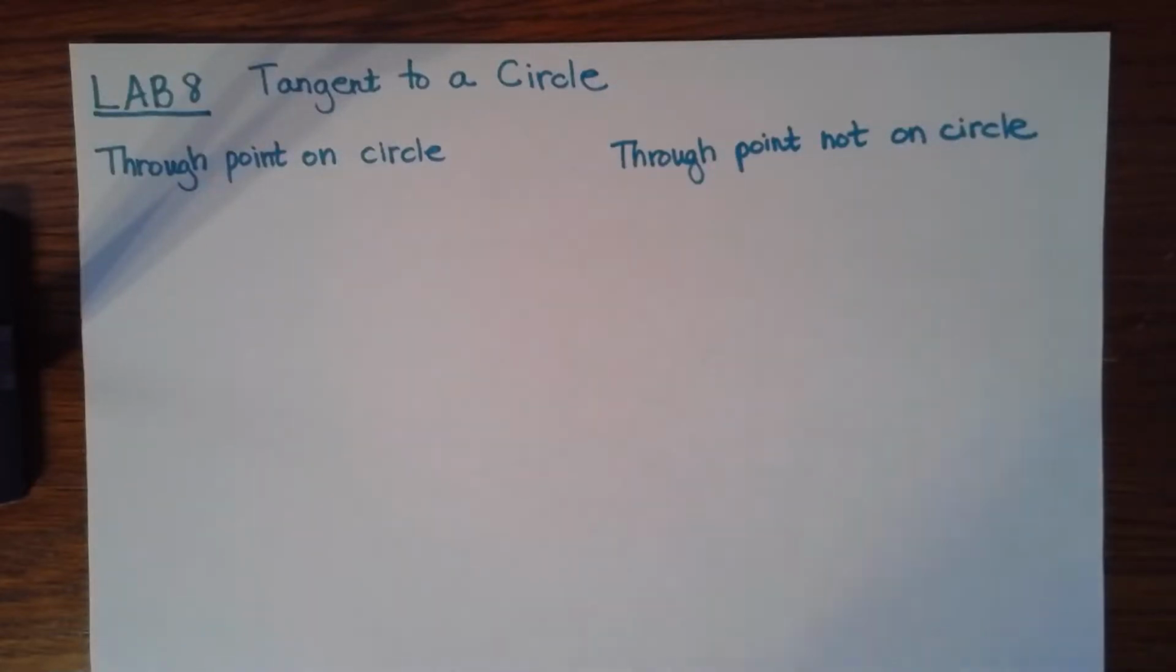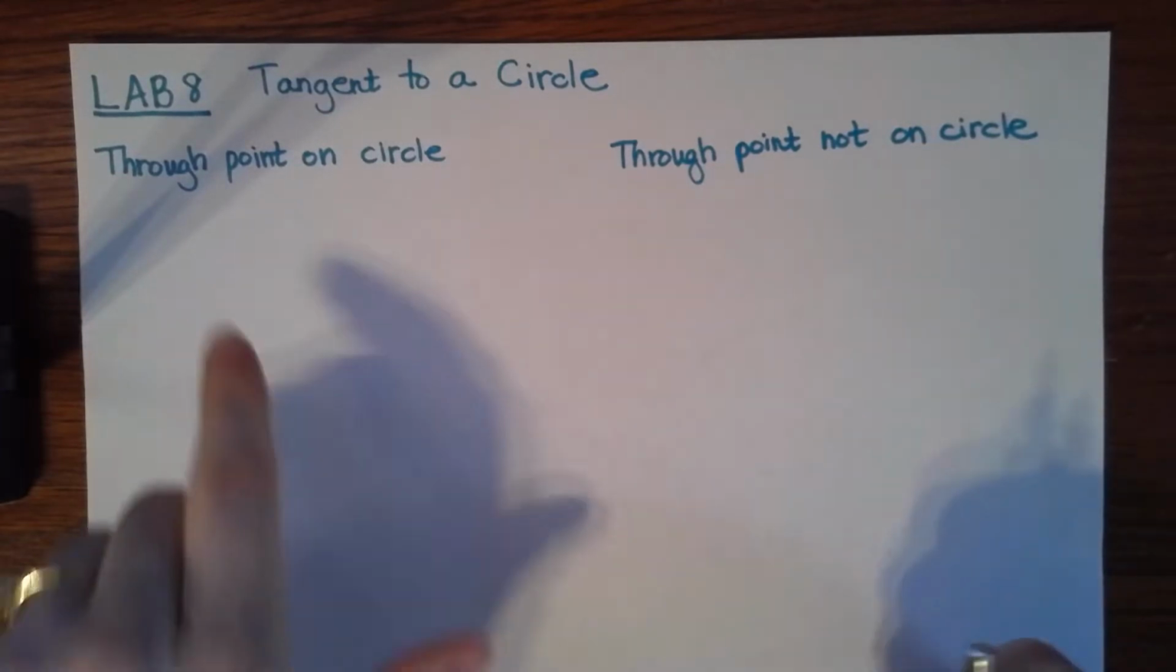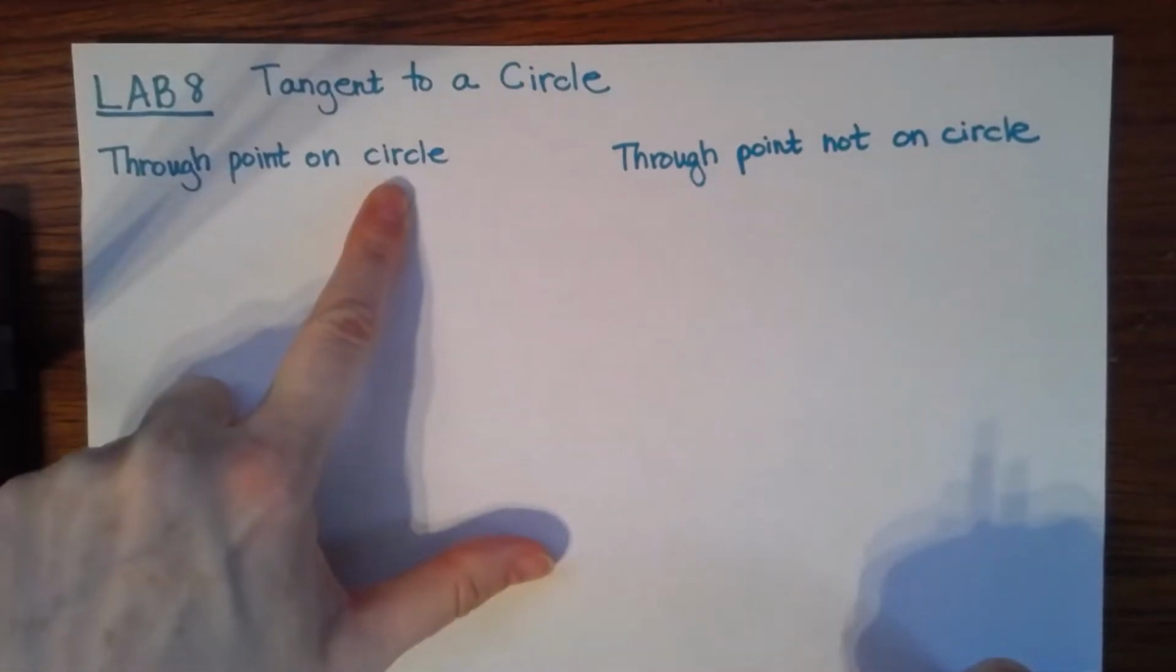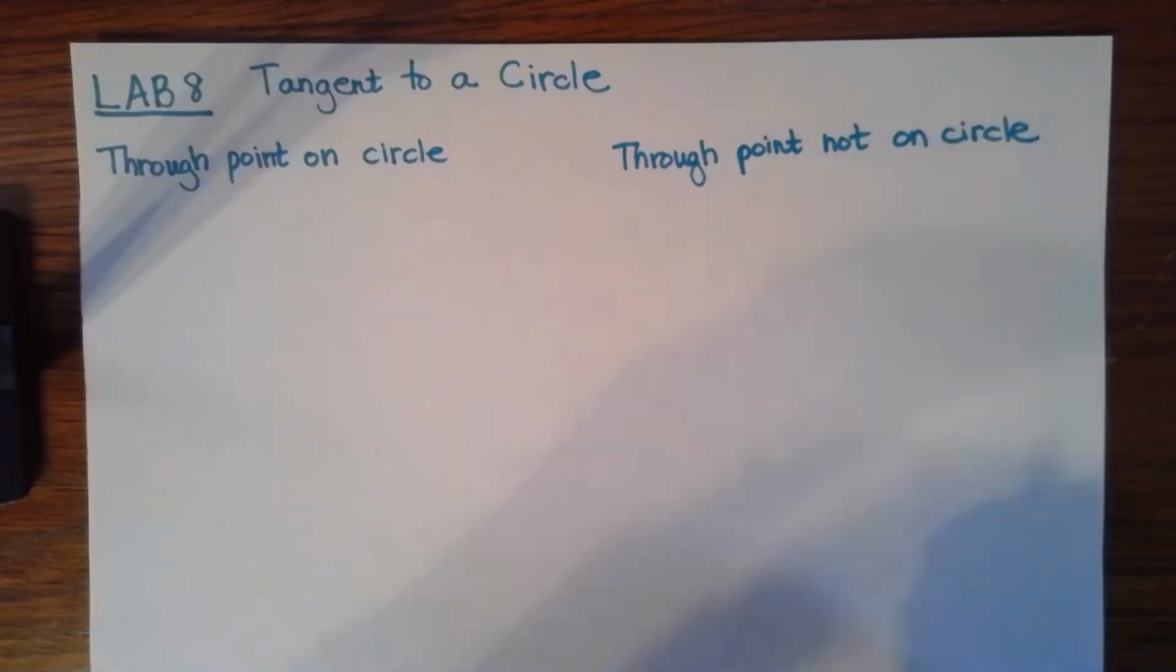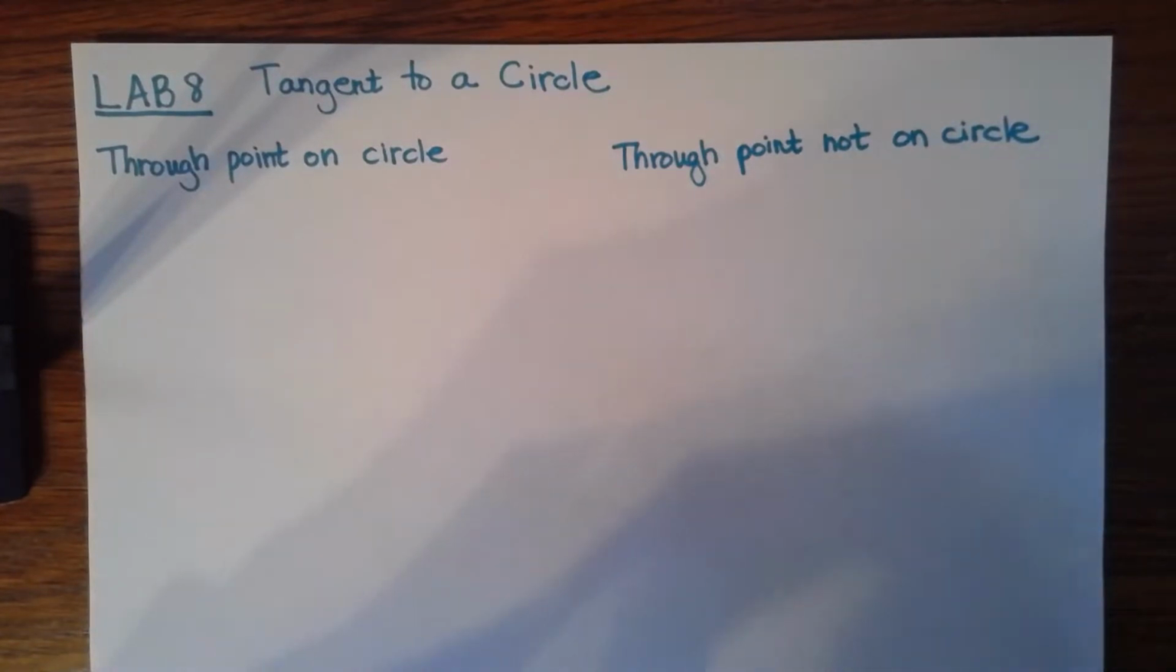Okay, in lab 8, we're going to construct tangents to a circle, and there's two different constructions. The first one is through a point that's on the circle itself, and the second one is through a point that's not on the circle. So I'm going to do each of the constructions twice.